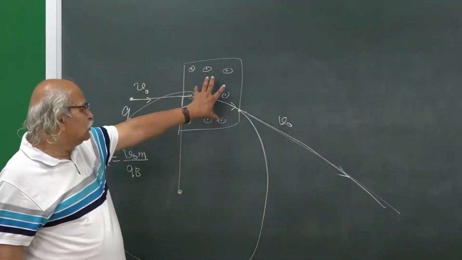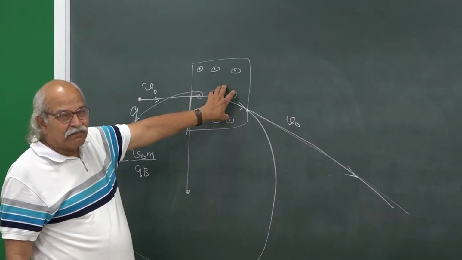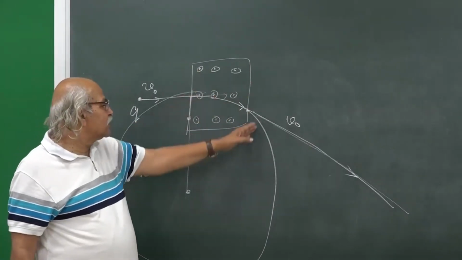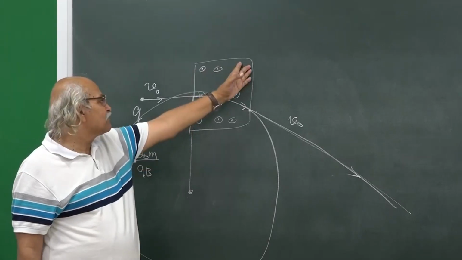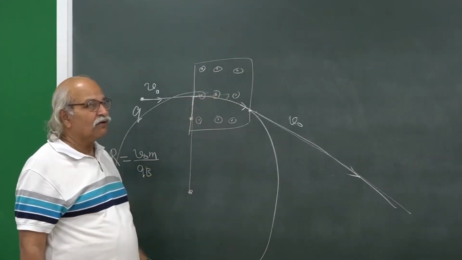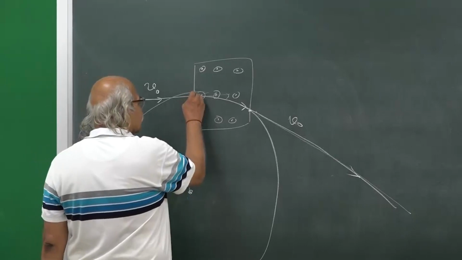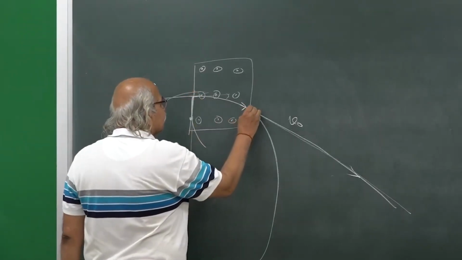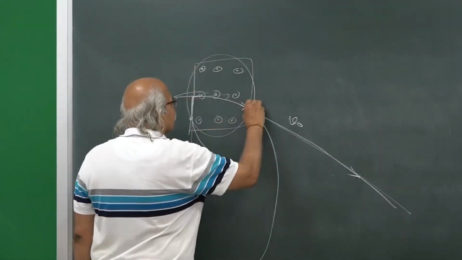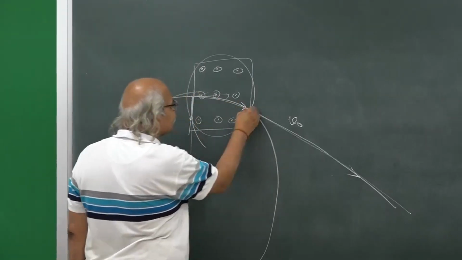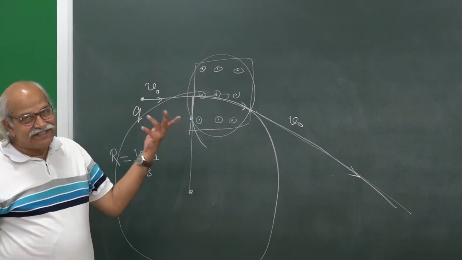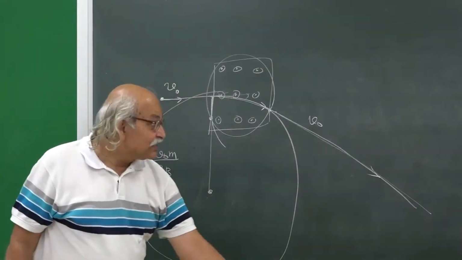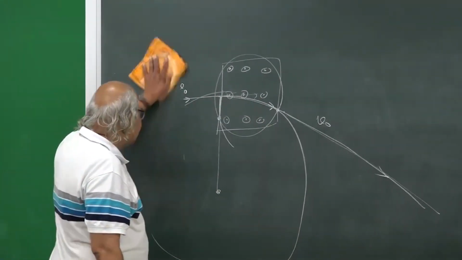Now, this has huge applications. By the way, I have drawn this rectangle, but that rectangle is not needed. This magnetic field region is not needed. Even if you have a circular region, the path inside the magnetic field is the same. It is the same story. So this has many applications.